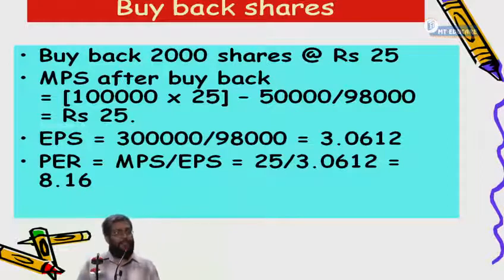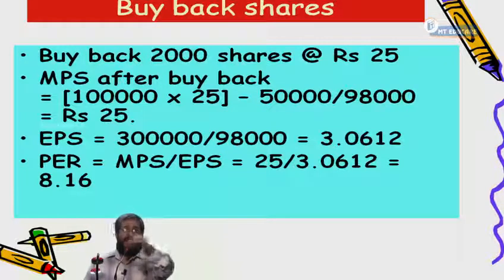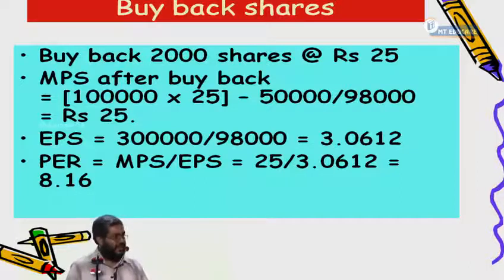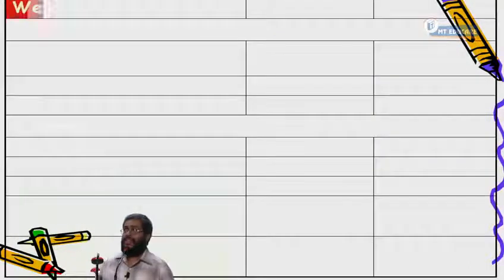So whether I buy back or don't buy back, the P/E ratio remains the same. EPS will change, MPS will change, but the wealth also remains the same. I'll prove it in the last slide. Can I proceed or not? The first 2 slides I already discussed in the sheet itself. Now let's go for the last slide.